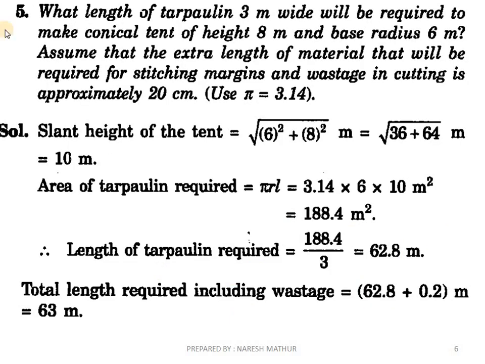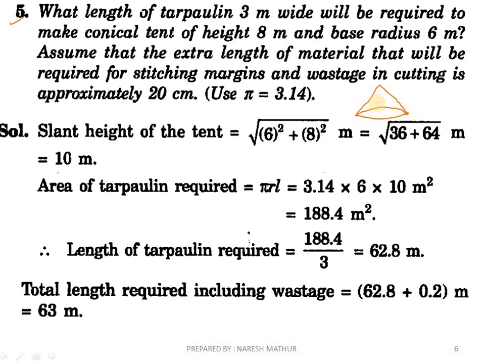Now this one is a little bit more important than the others. What length of tarpaulin of 3 meter width will be required to make a conical tent of height 8 meter and base radius 6 meter? Now let's say this will be the shape of the tent, and we need to cover it with a tarpaulin whose width is 3 meter.